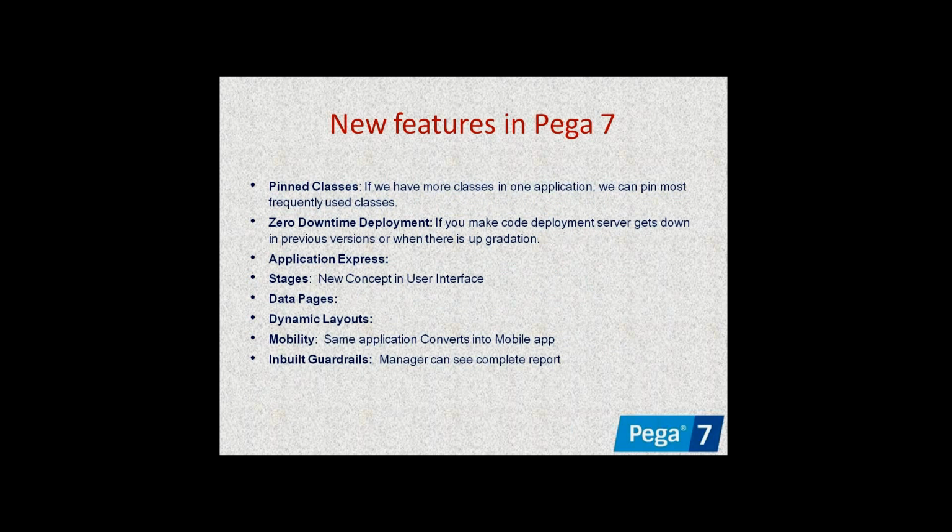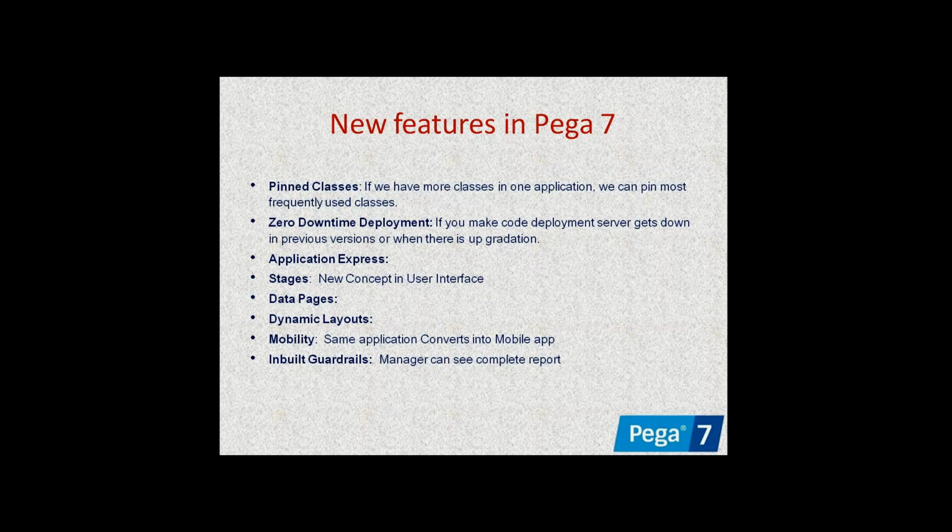Some pinned classes. For example, if you are using a class very frequently, you can add it to the pinned classes. Zero downtime: even at the time of downtime, the server will not go down. In the previous versions, whenever there was an upload or download, the server would automatically go down. But in Pega 7, without taking the server down, they can run processes, like batch processes or scheduled processes. And application express is a new thing added in Pega 7.